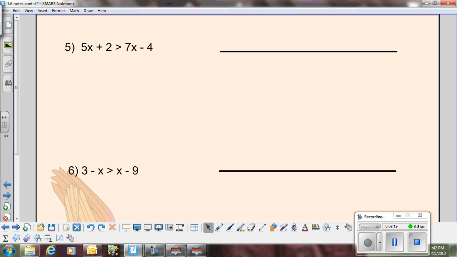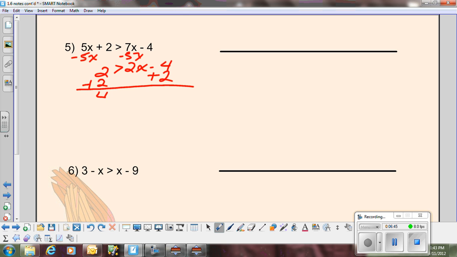Okay. So now, what does it look like when we have expressions on both sides? Same kind of deal. What do I need to do here? We can do minus 5x from both sides, and I get 2 is greater than 2x minus 4. Add 2, and I get 4 is greater than 2x. Now I'm going to divide by a positive 2, so I don't have to change anything. I get 2 is greater than x.